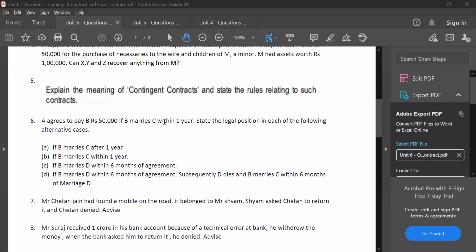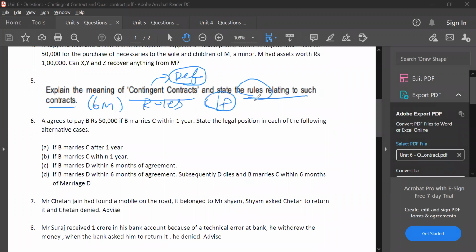Question number 5 is again a fairly simple, straightforward question, guys. Explain the meaning of contingent contract. State the rules relating to each contract. This might come for a 6-mark question. Meaning, definition, very simple definition. I explained in the YouTube video also. Write the definition. State the rules. Write down all the rules from the textbook, in your own words. Clear, guys? At least the side headings you have to write from the textbook.